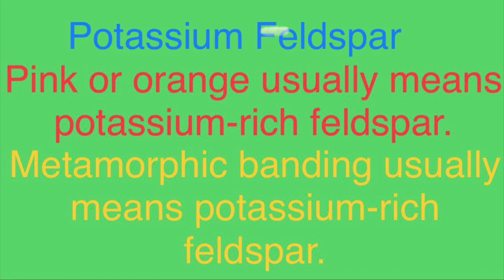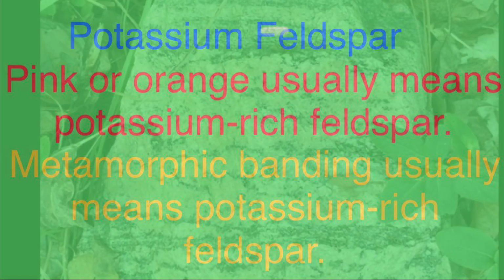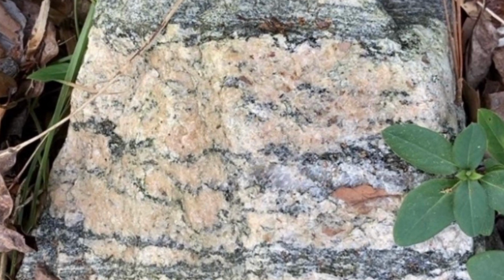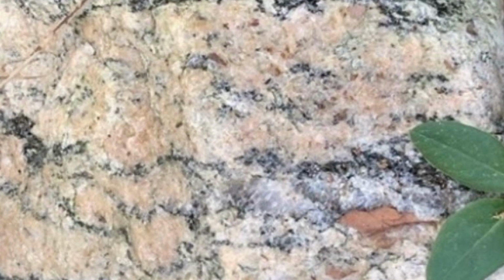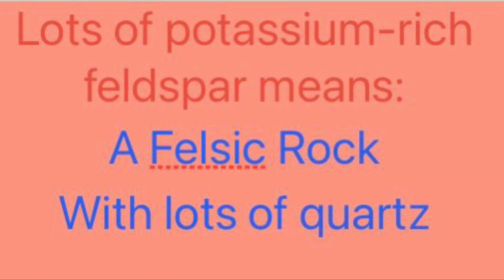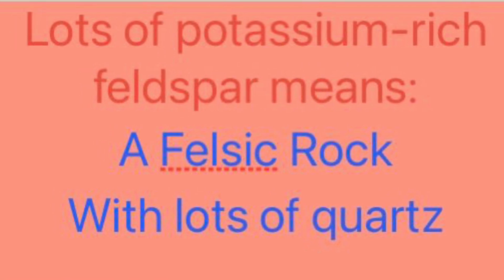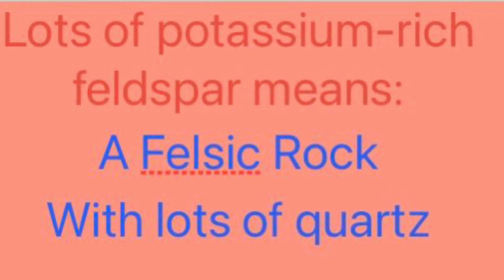And usually when you see a metamorphic rock with lots of metamorphic banding, the light bands usually have a lot of potassium-rich feldspar in them. Here's granite gneiss with some pinkish potassium feldspar bands. So if you come across a rock that's generally light in color, and it has lots of colorful feldspars in it and lots of quartz, you know it's a felsic rock with lots of potassium-rich feldspar in it.